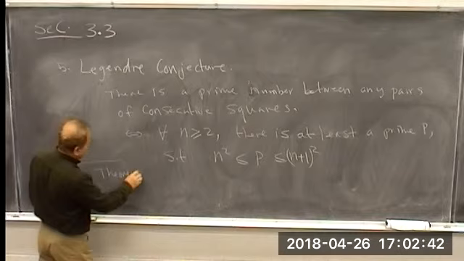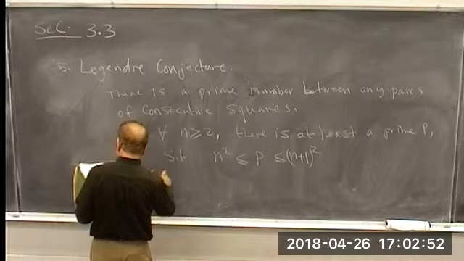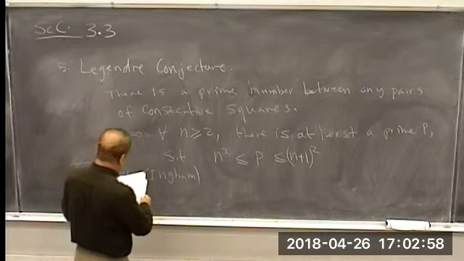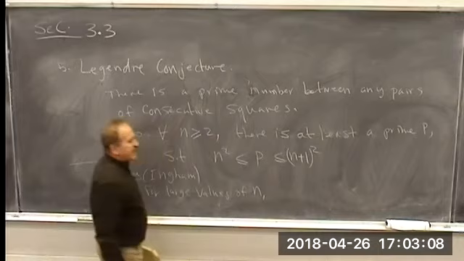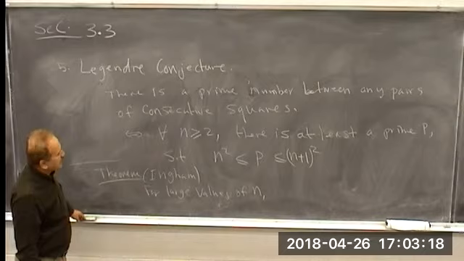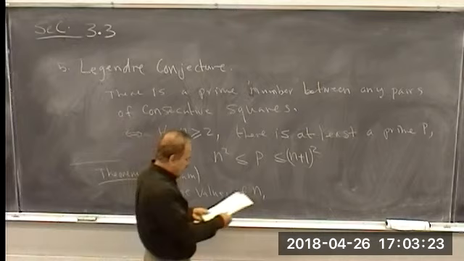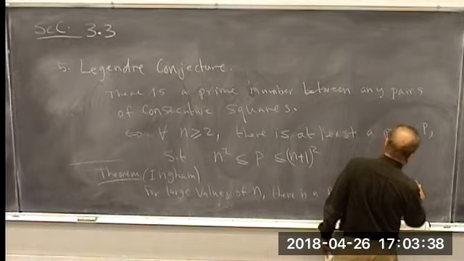If we change it from squares to cubes, then Ingham proved the following theorem. For large values of n. Now when we make a statement like this, we don't put specific numerical values for n, because life is actually easier, as there are infinitely many values. So for large values, from some point on, there is a prime between n to the third and (n plus 1) to the third.